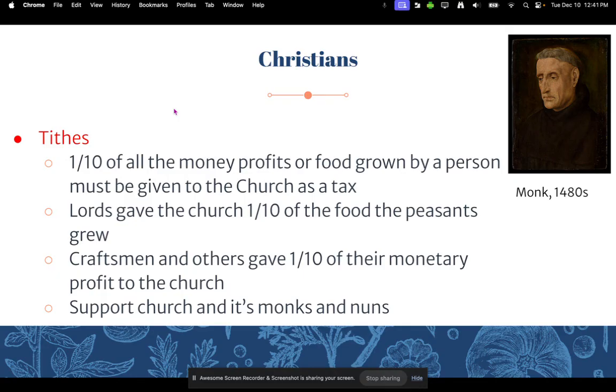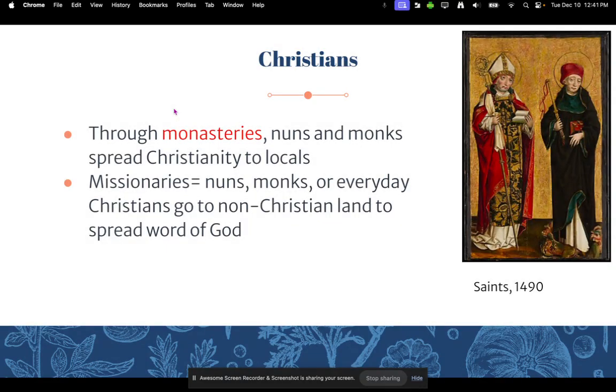Lords gave the church 1/10 of the food the peasants grew. Craftsmen and others would give 1/10 of their monetary profit to the church. And also, it was to support the church and also the monks and the nuns. So, through monasteries, nuns and monks spread Christianity to the locals.